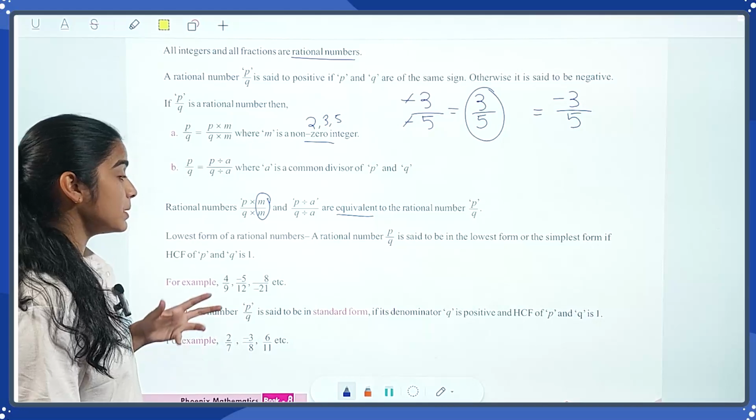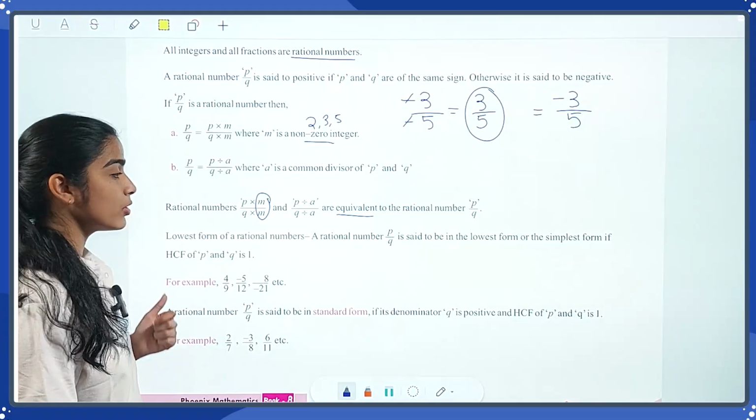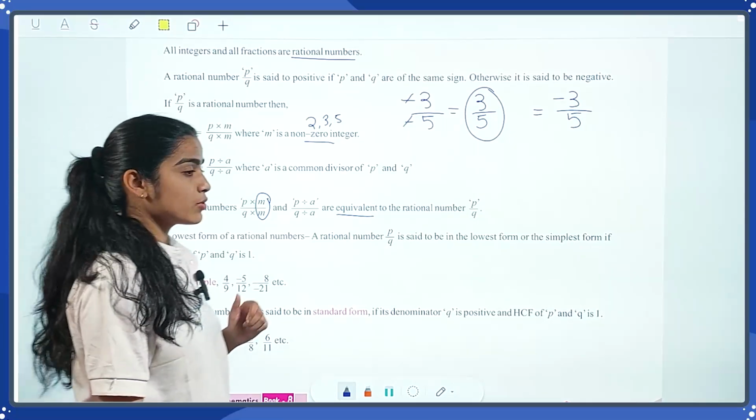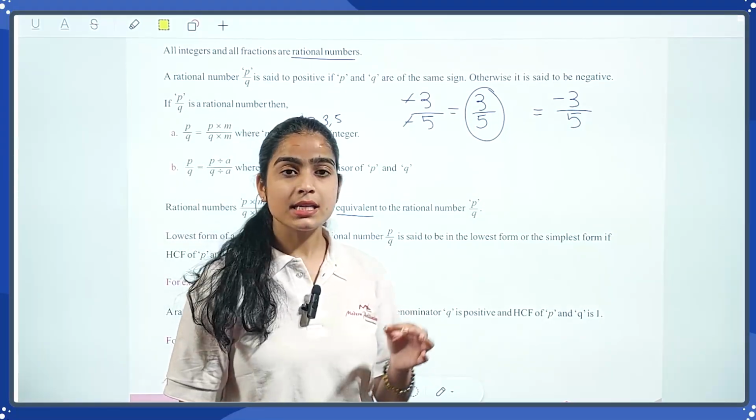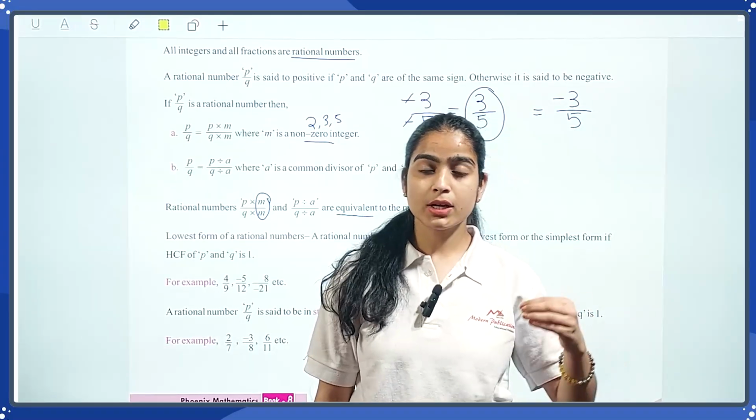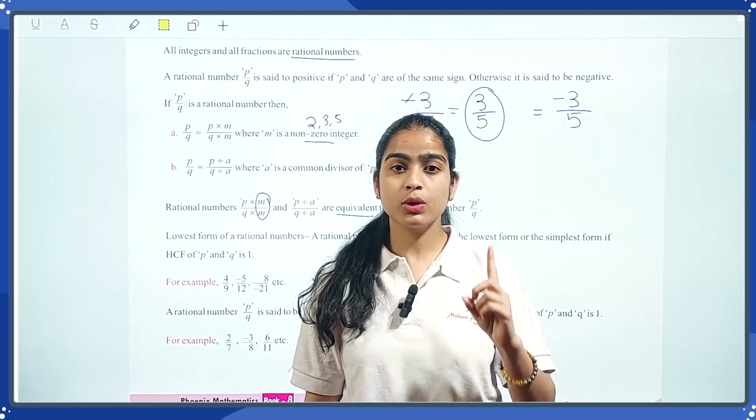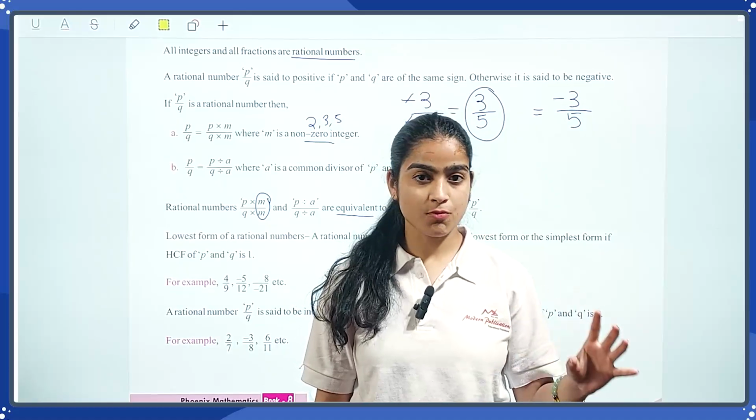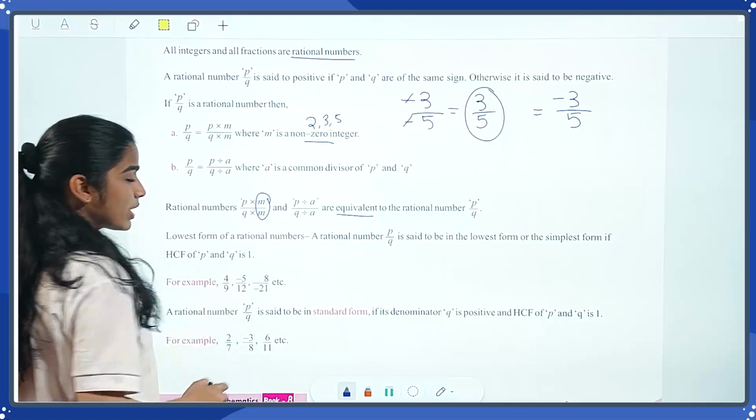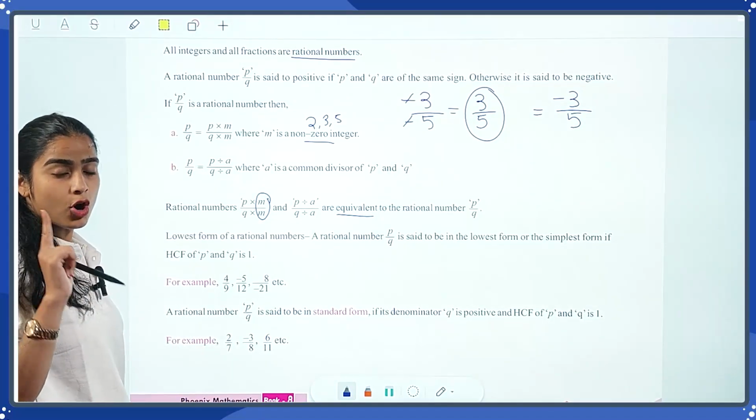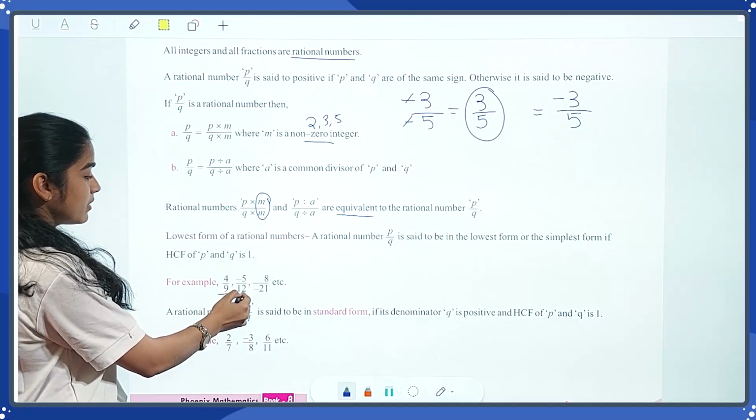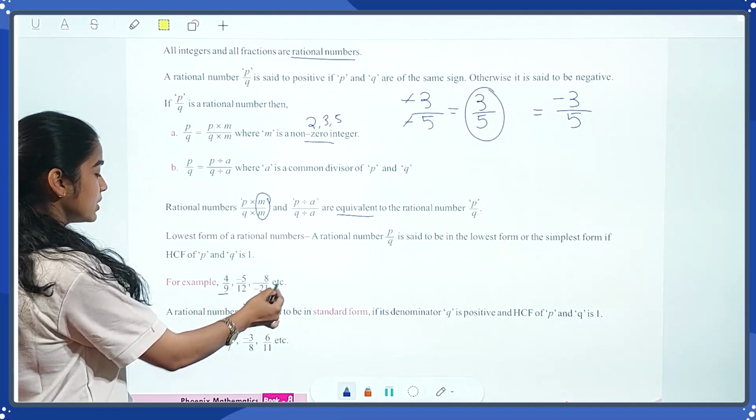A rational number P by Q is said to be in lowest form, or the simplest form, if the HCF of P and Q is 1. What do we understand by HCF? Highest common factor. So, we have to proceed to the point where the numerator and the denominator have only one common factor, which is 1. For example, 4 by 9. For 4 and 9, we have only one common factor, which is 1. Same for minus 5 by 12, same for 8 by minus 21, etc.